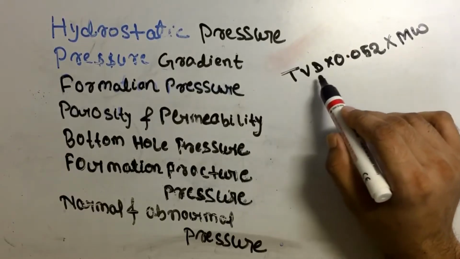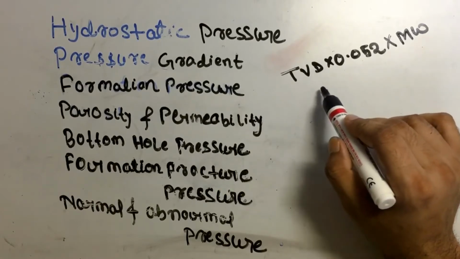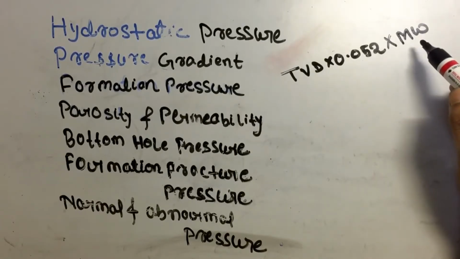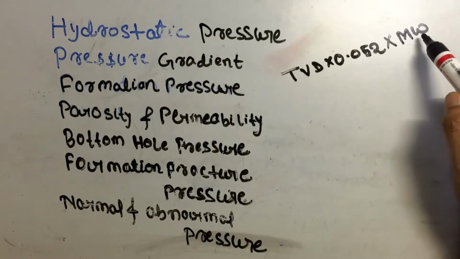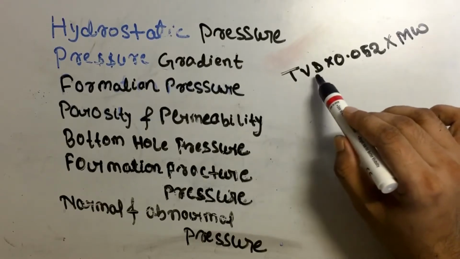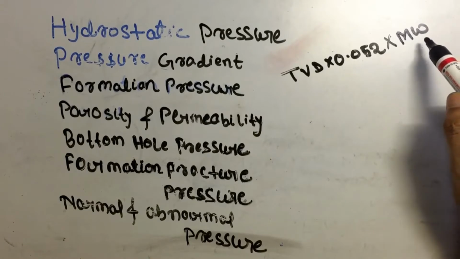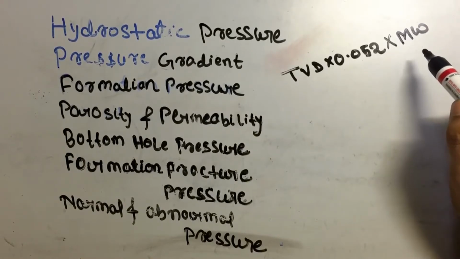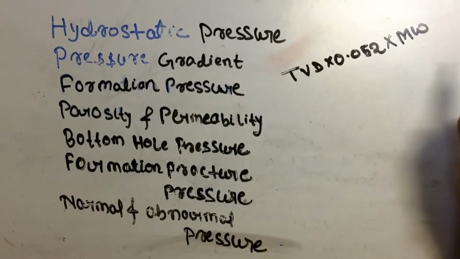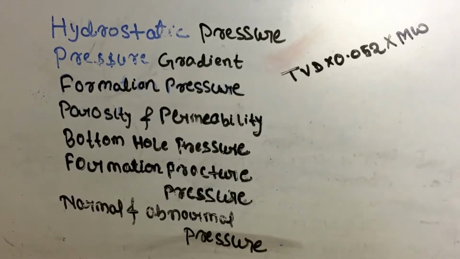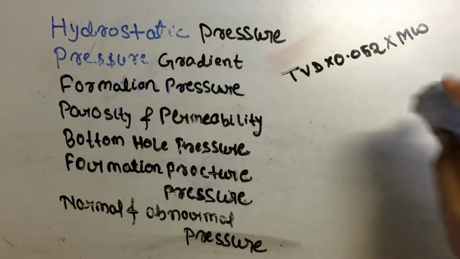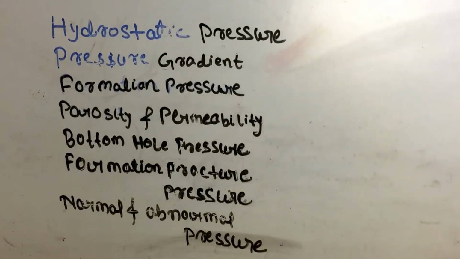If we know TVD, meaning true vertical depth, and mud weight, we put the TVD in feet and mud weight in ppg. Then we can easily calculate the hydrostatic pressure at that depth. So let's clarify this. I am going to draw a well profile.